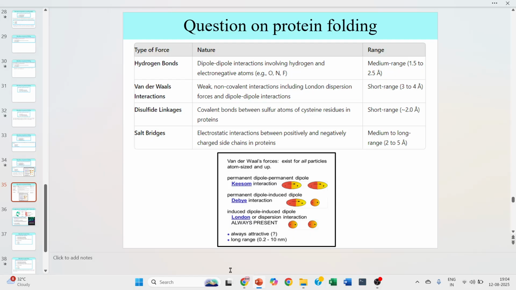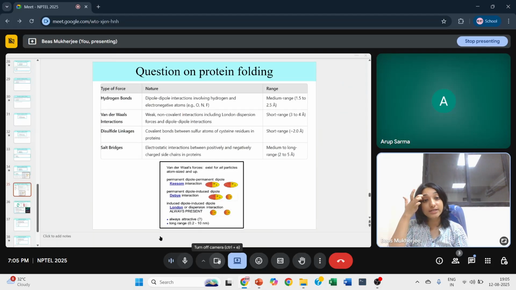Now, this is explained in more detail. Hydrogen bond lengths are given. Sometimes questions get asked based on the bond length also. Van der Waals interactions have this bond length, and disulfide linkages are around 2 angstrom. So these are short-range interactions. Salt bridges are also very short, around 1.8 angstrom or so. The rest are all long-range forces.